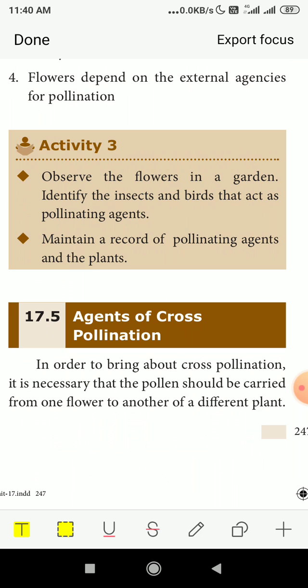Now, what are the agents of cross pollination? What are the things through which pollination takes place? In order to bring about cross pollination, it is necessary that the pollen grains be carried from one flower to another, different plant. Those are called the agents of cross pollination.